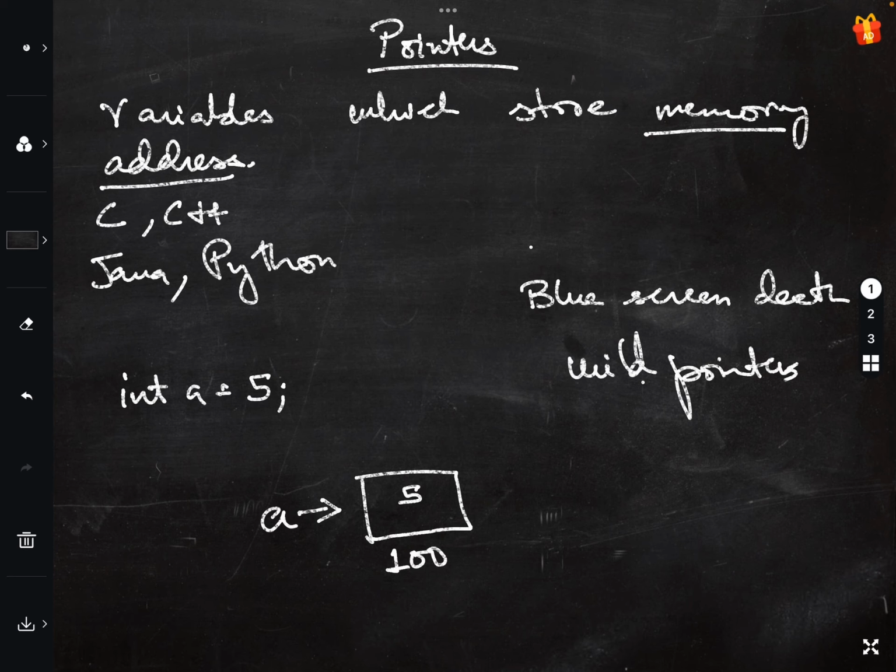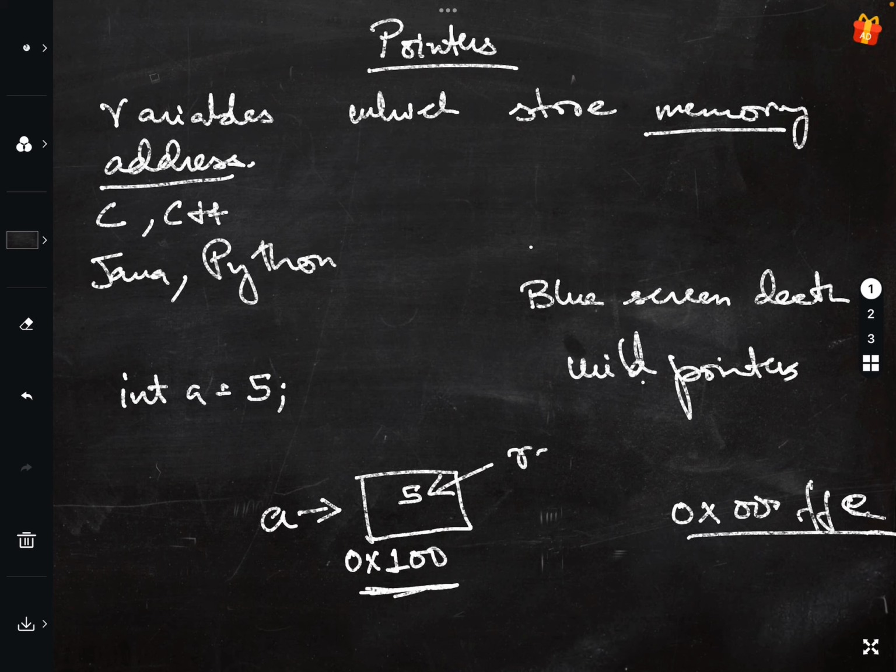Now this 100 is not exactly the numeric 100 that we write, like 1, 2, 3, 4, 5, 6. No, it is a hexadecimal 100. Sometimes you get an error like error at 0x00fffe something, that's a hexadecimal number. So what I'm going to represent here is the memory location 100, in hexadecimal. This is known as the R value, and this memory location is known as the L value.